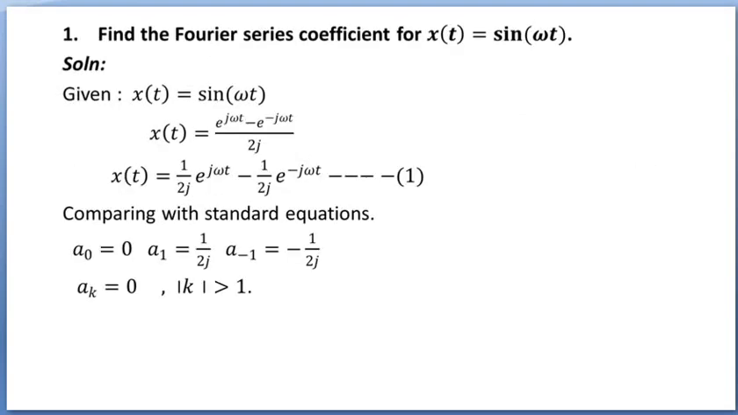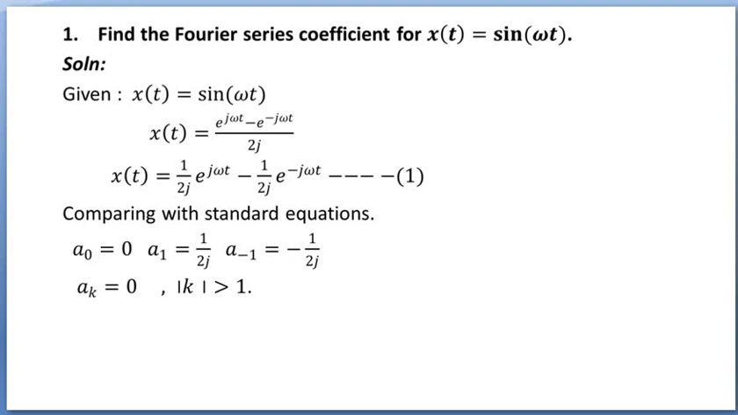Now the exponential Fourier series coefficients of x of t equal to sin omega t. So we are going to find the exponential Fourier coefficients of the signal x of t equal to sin omega t. Expand the sin omega t in terms of exponential form: e power j omega t minus e power minus j omega t by 2j. Here the n value ranges from minus infinity to infinity.